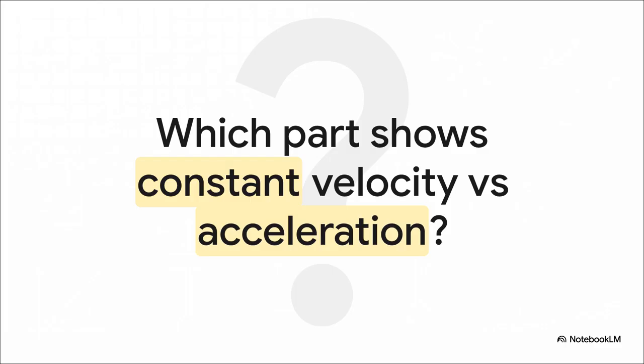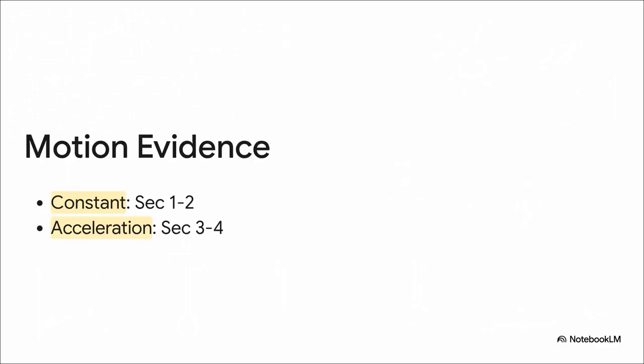Okay, it's time for our first quick check for understanding. Based on those numbers we just talked about, which part of the data shows constant velocity and which part shows acceleration? And most importantly, what is the exact evidence that supports your choice? Take a quick second to lock in your answer. Let's see how you did.